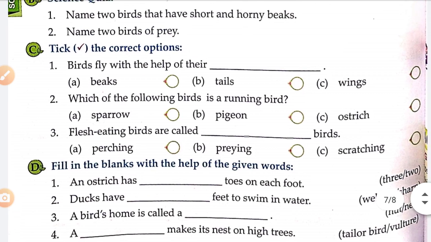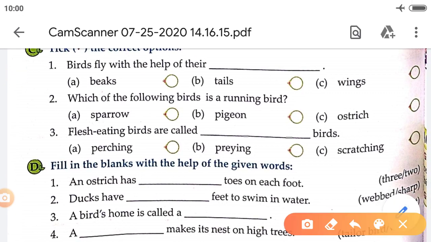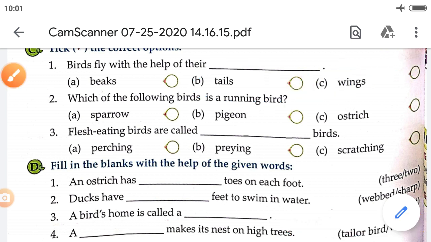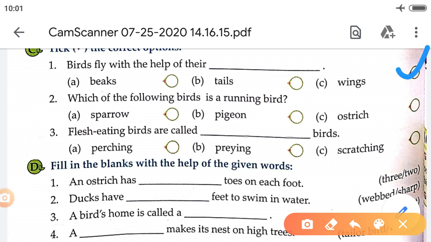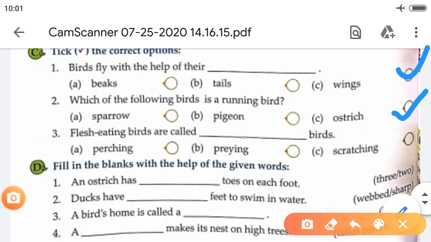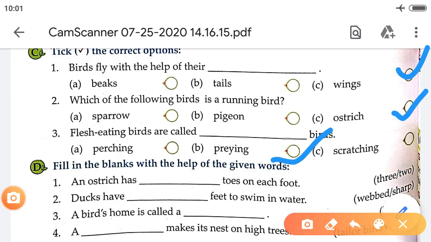Birds fly with the help of their beaks. No tails, no wing. Yes. Tails help them to give the direction. Okay. So they fly with the help of their wings. Which of the following birds is the running bird? Sparrow, pigeon, ostrich. Ostrich is the running bird. Flying birds are called as praying birds.